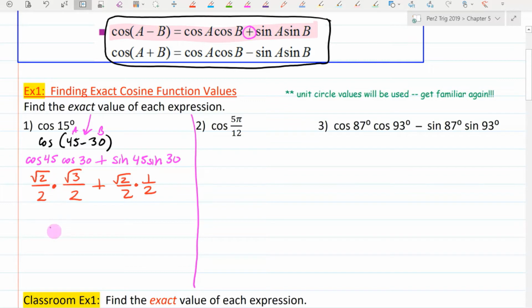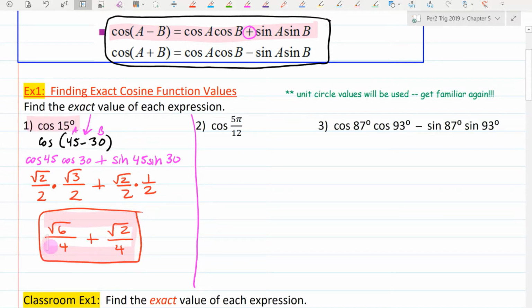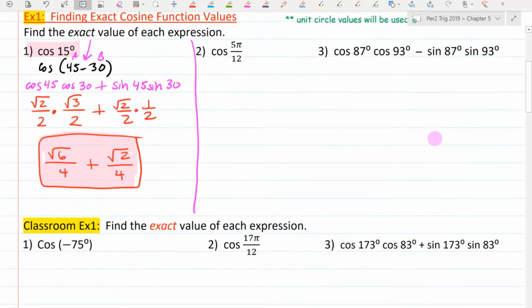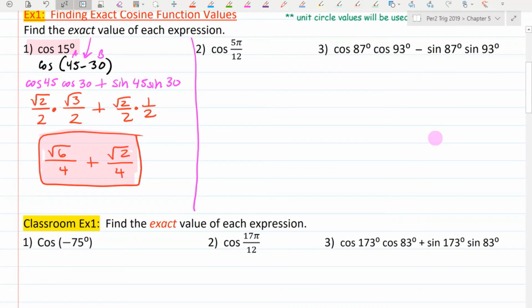Here, we multiply these. You multiply the top, and you multiply the bottom. Same thing here. Multiply the top, multiply the bottom, and that's it. That is your answer. So the answer to cosine of 15 is radical 6 over 4 plus radical 2 over 4. And you'll see that those answers come up over and over again for sine and cosine. Okay? All right, let's go ahead and do the next one.